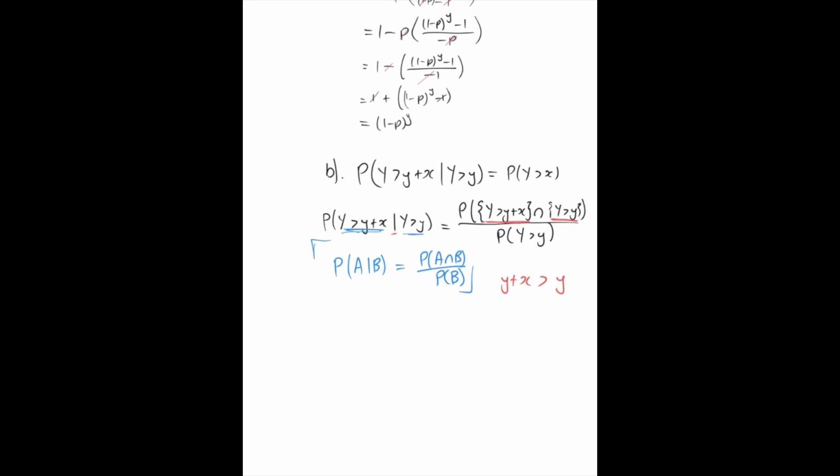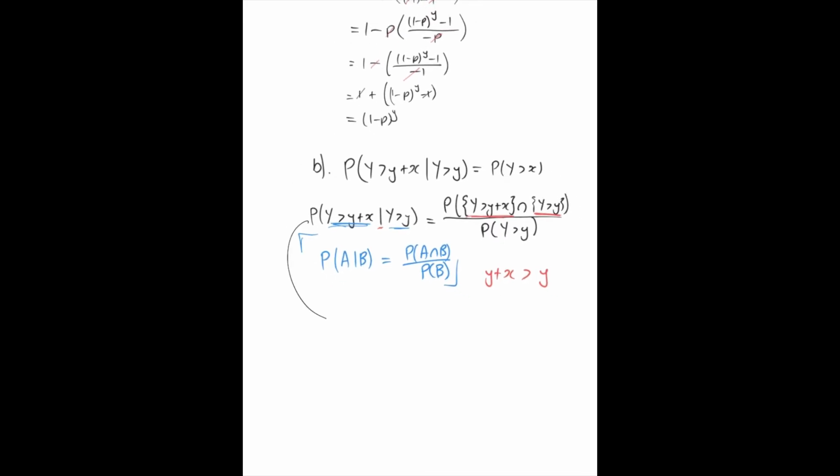So what it actually becomes is that this line here, we can just drop that second term, right? We can just drop this one because it has no bearing on our probability. So it's equal to the probability that Y is greater than y plus x over the probability that Y is greater than y. Okay?